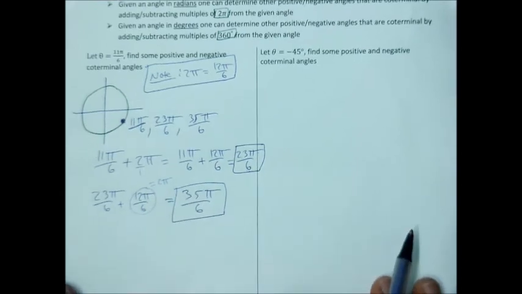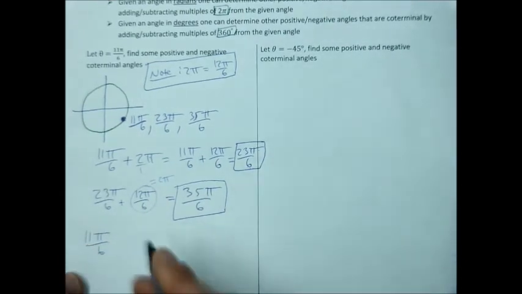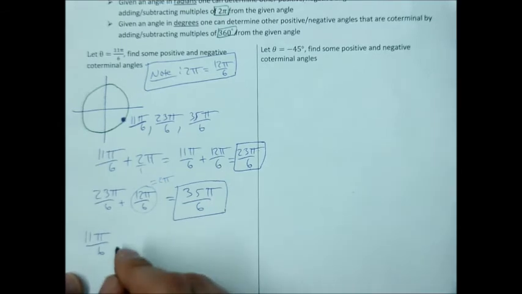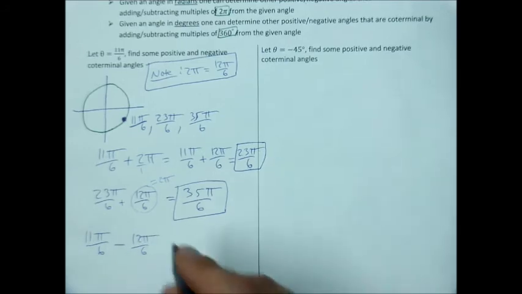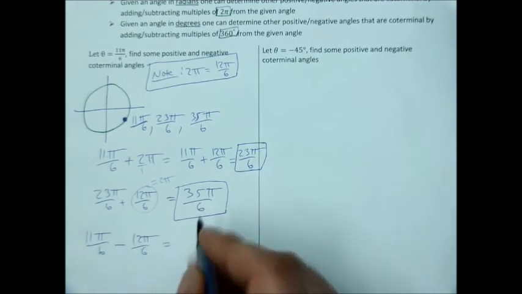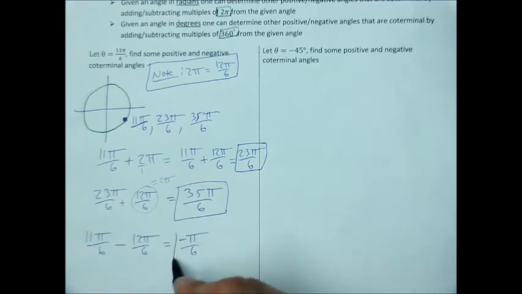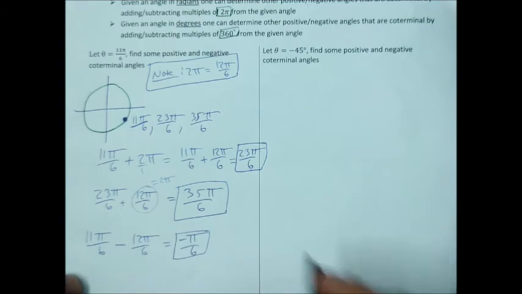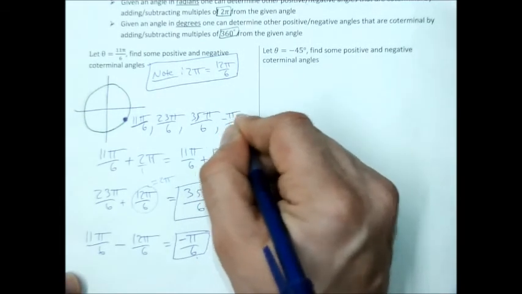And so we can find other coterminal angles by taking the one we started on, 11 pi over 6, and subtracting 2 pi. So I'll subtract 12 pi over 6 now. Again, remember this just equals 2 pi. 11 minus 12 is minus 1. And so this is also a coterminal angle. So I'll write this one up here too. This is also minus pi over 6.